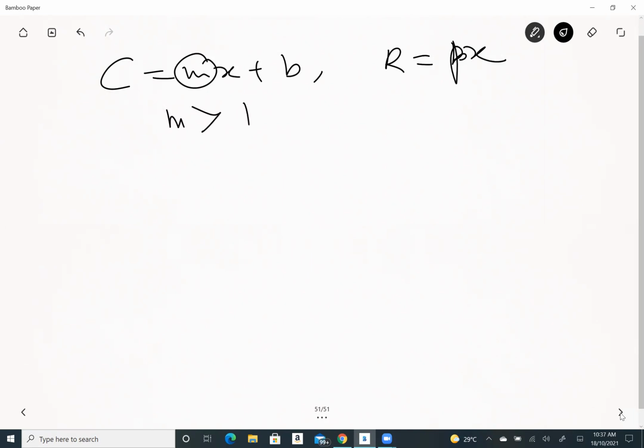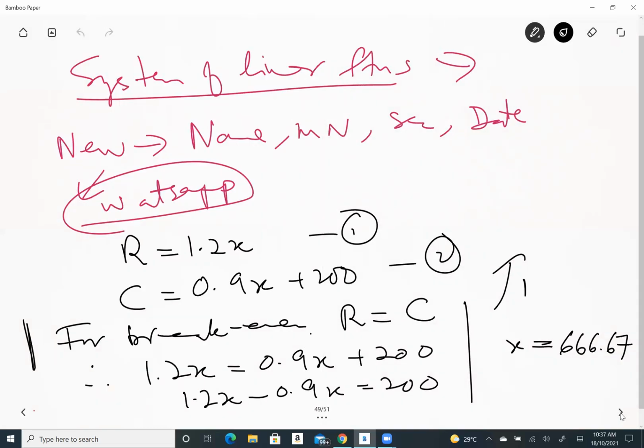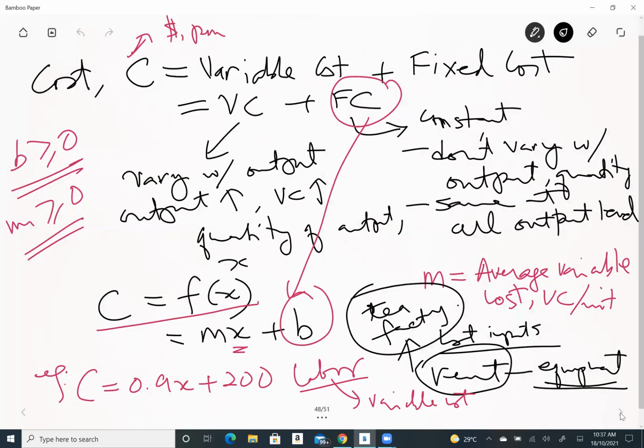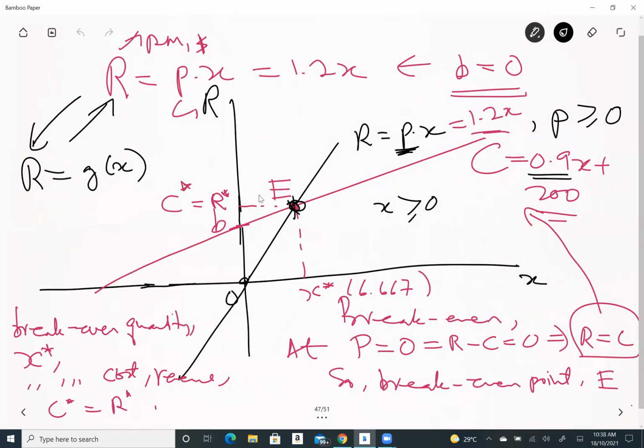Suppose I have M bigger than P. If you draw it, M is bigger than that P. How is the solution? Because I told you earlier, for you to have the equilibrium X bigger than 0, the slope of the revenue must be larger than the slope of the cost function. So now, you draw on the same graph, the M is larger than the P. What happened?